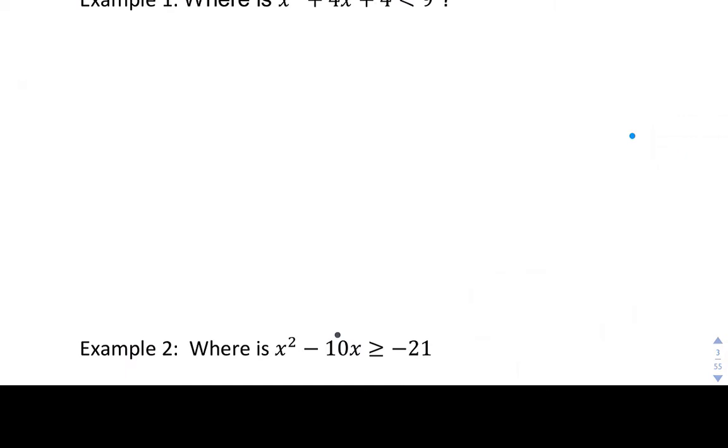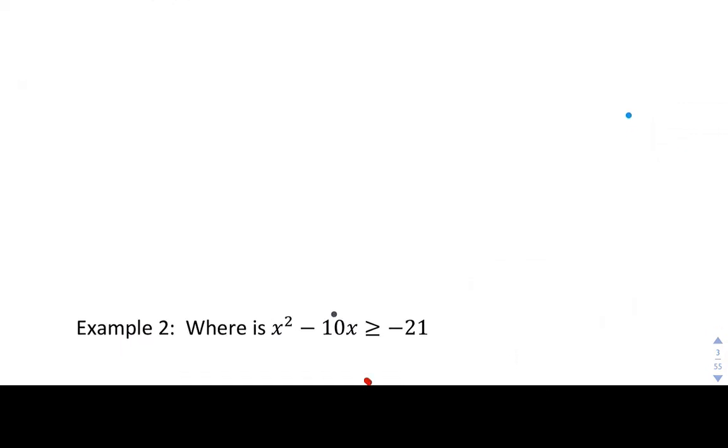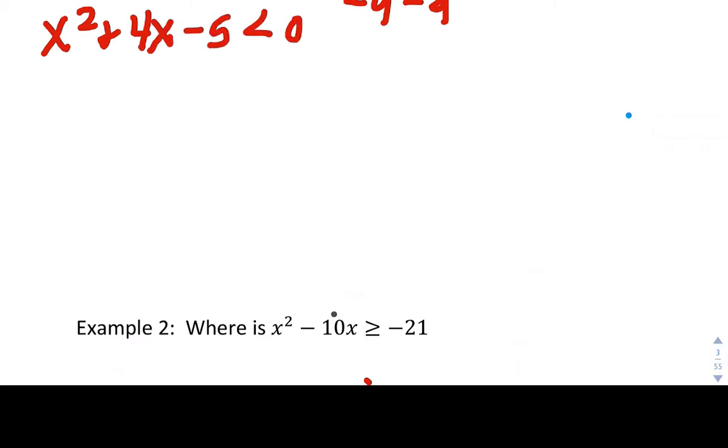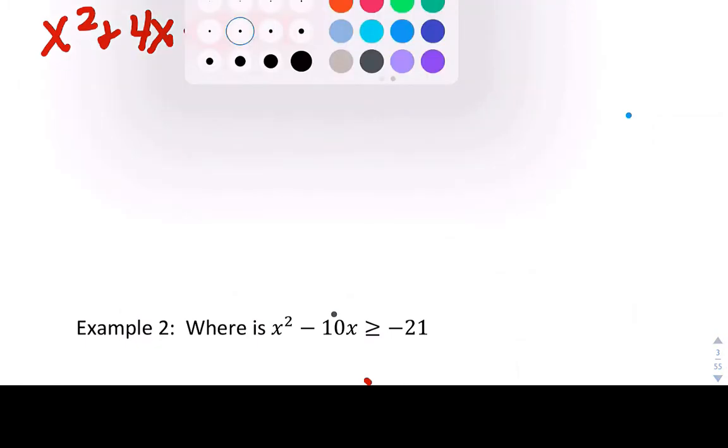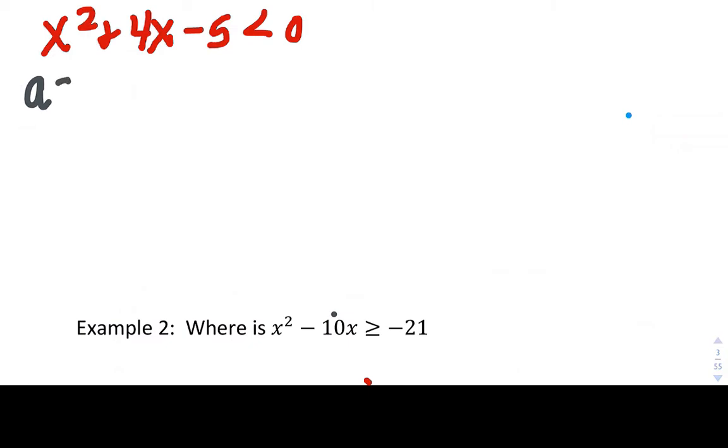First step, get 0 on one side. So we'll subtract 9 from each side. And I'll write it over here. We have x squared plus 4x minus 5. When is that less than 0? Okay, so we get 0 on one side. Let's identify a, b, and c. So here a is 1, b is 4, c is negative 5.